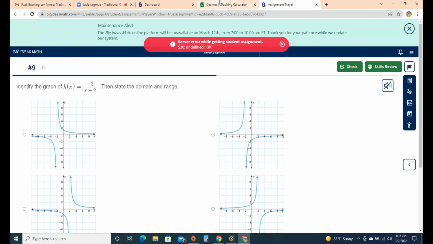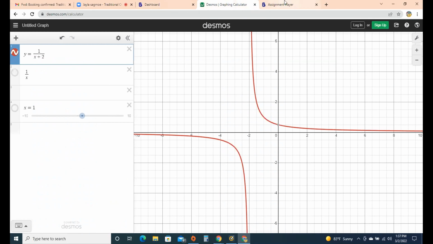Okay, so let's do the domain and range first. Oh, you want to graph it first? That's fine. I'll just graph and listen.